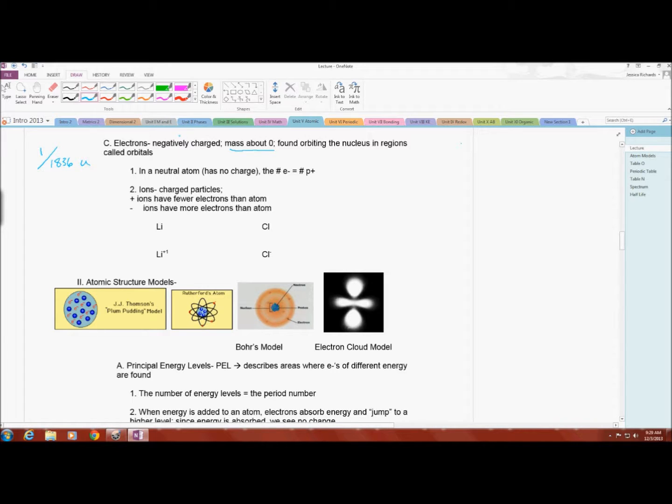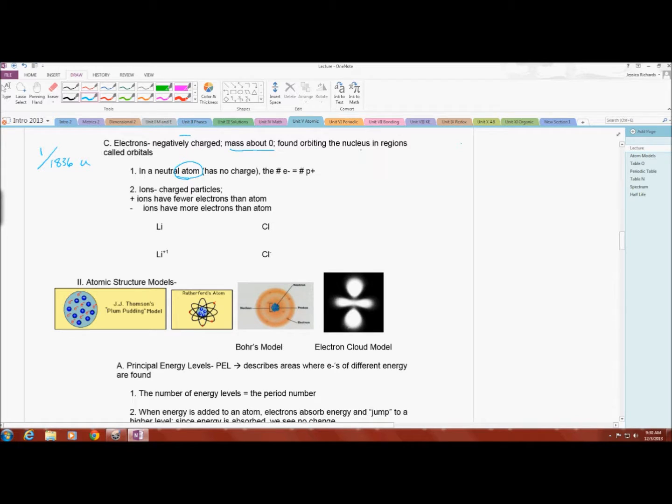They have a negative charge. If the neutrons are neutral and have no charge, but the protons are positive, making our nucleus positive, we have to have negative electrons to balance that out. So because the atom is neutral altogether, the number of electrons has to equal the number of protons.